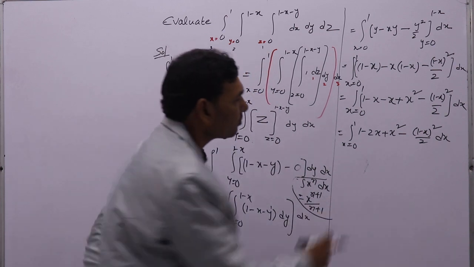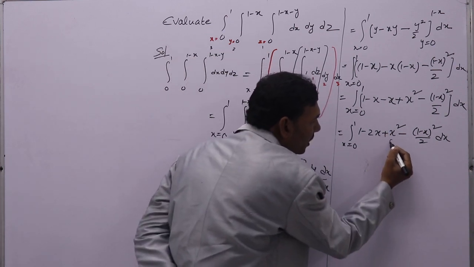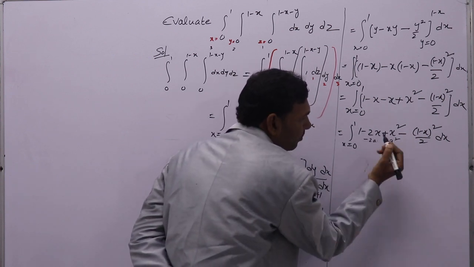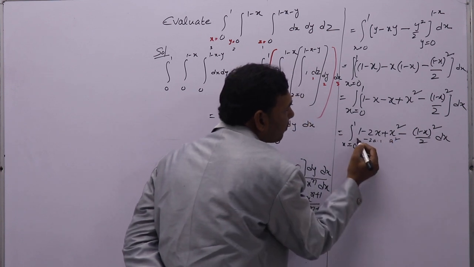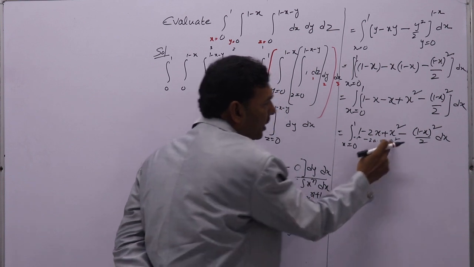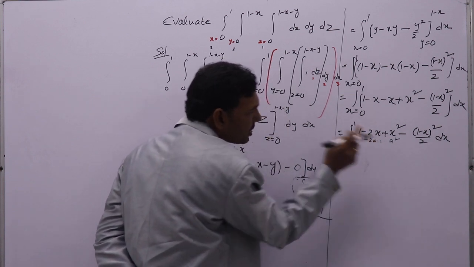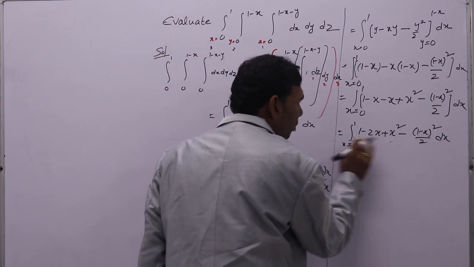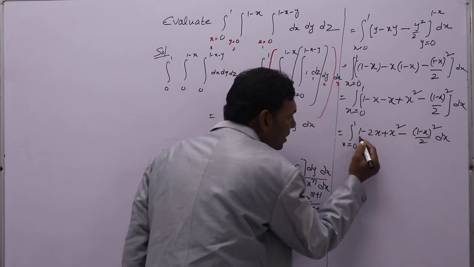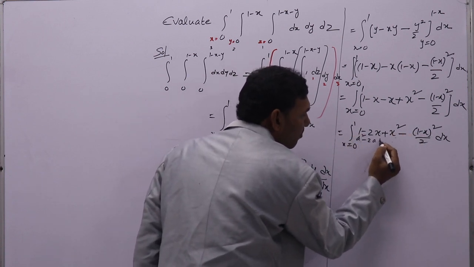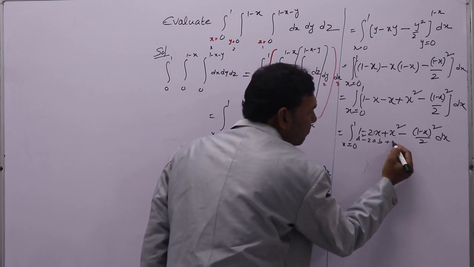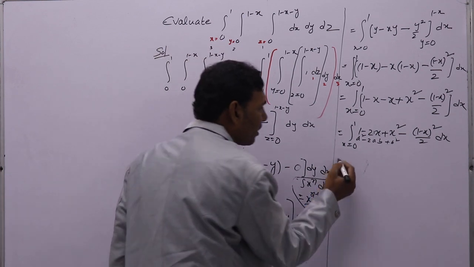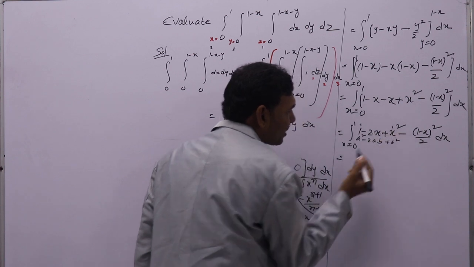See here, this is in the form a square minus 2ab plus b square, where x is a and b is 1. So a square plus b square minus 2ab, like this you can do, or you can do in this order. To get this form, this is a square minus 2ab, a is 1 here, plus b square. So a square minus 2ab plus b square is a minus b whole square, where a is 1 here and b is x. Then what will you get?